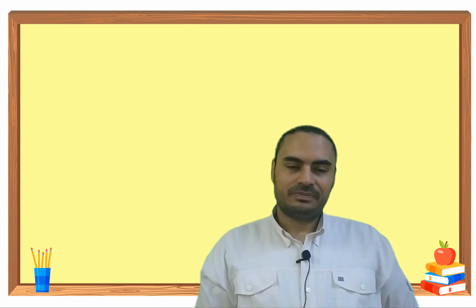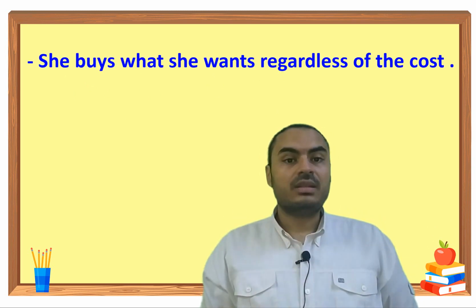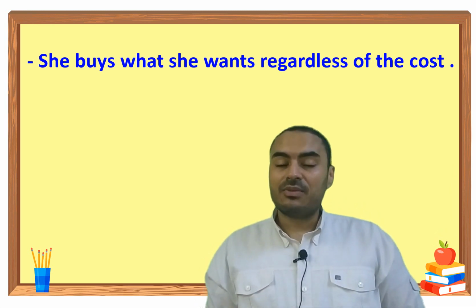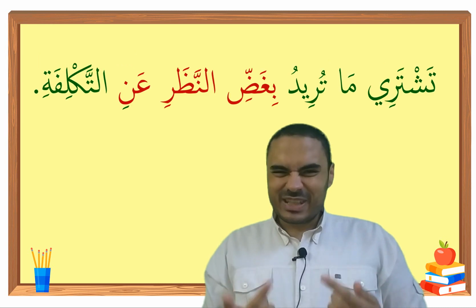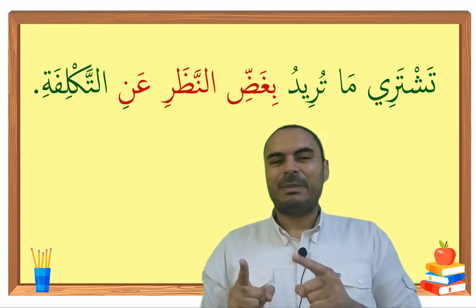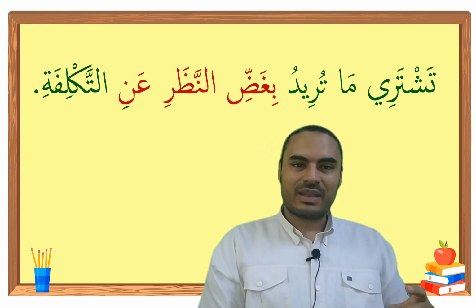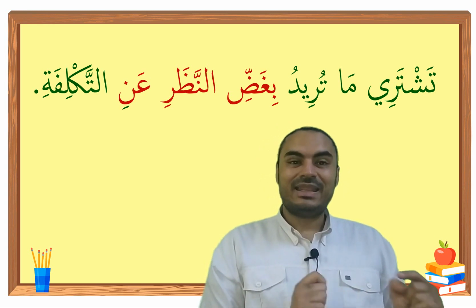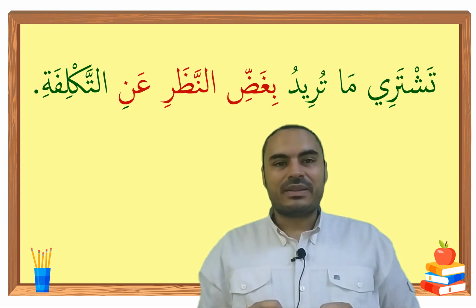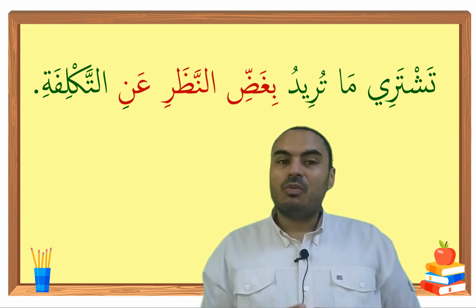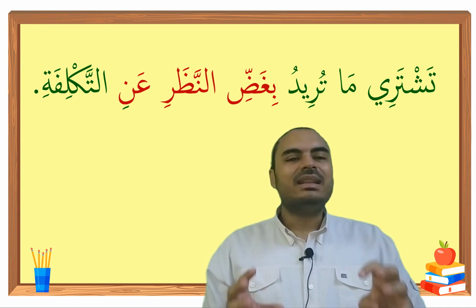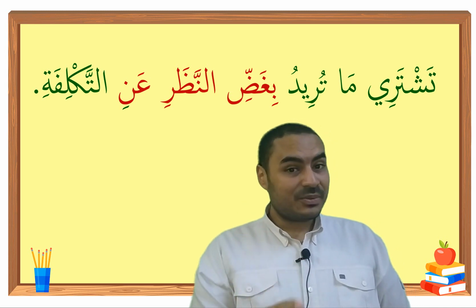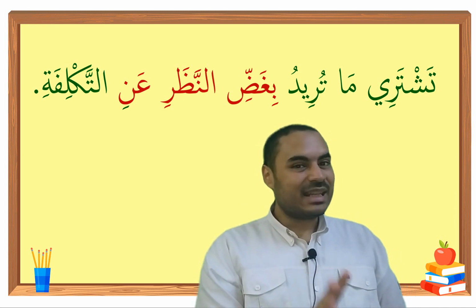Please look at this example. She buys what she wants, regardless of the cost. We say تشتري ما تريد بغض النظر عن التكلفة. تشتري, she buys. ما تريد, what she wants. بغض النظر عن, regardless of التكلفة, the cost.